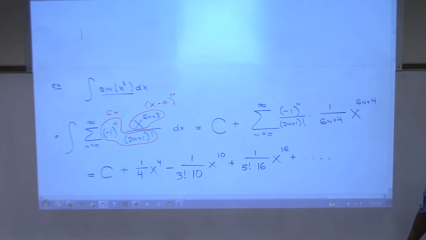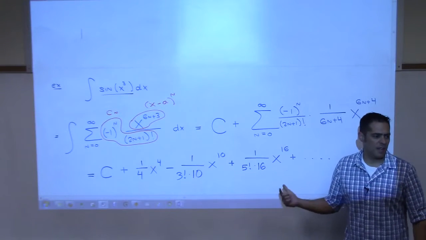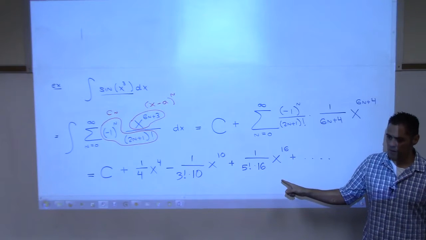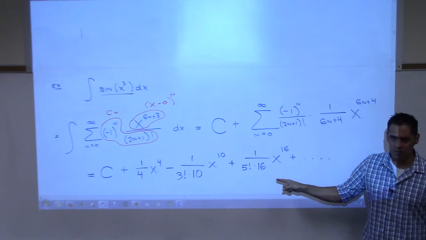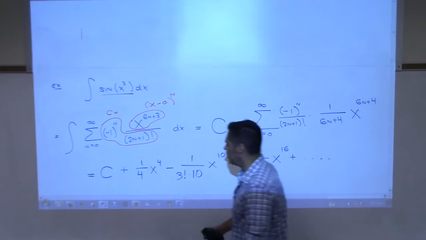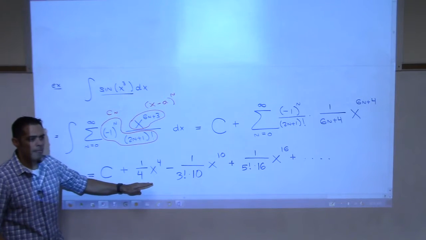Is that good enough? I claim that this infinite series is the antiderivative of sine x cubed. And the way to prove it to you is to take its derivative, right? Take the derivative of this, and you need to get sine x cubed. So take the derivative right now. Let's just check it. Derivative of constant is 0. What's the derivative of this?